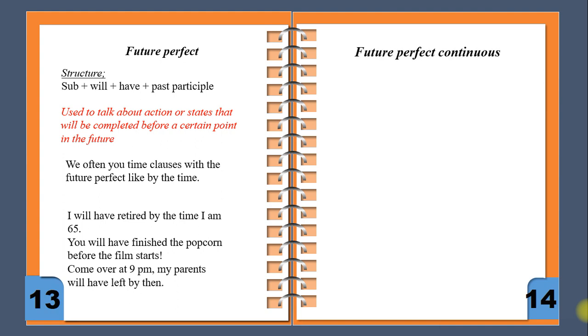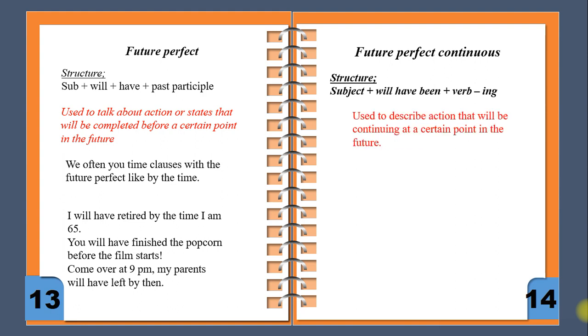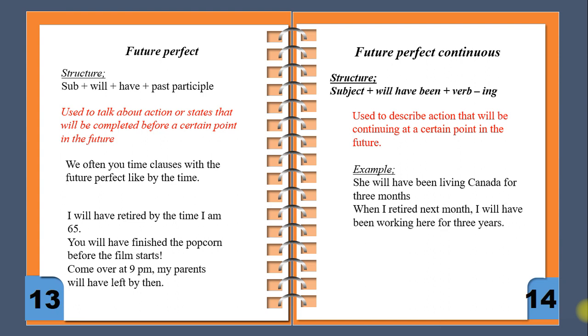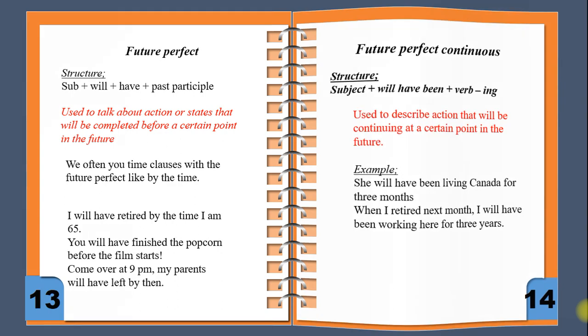The other one is the future perfect continuous. Structure: subject plus will have been plus verb-ing. It's used to describe actions that will be continuing at a certain point in the future. Example: she will have been living in Canada for 3 months. When I retire next month, I will have been working here for 3 years. Okay?